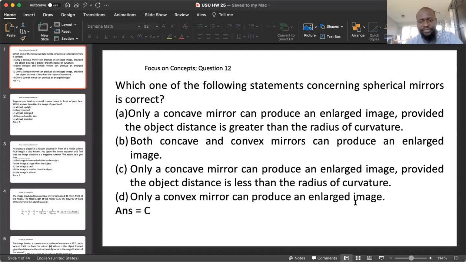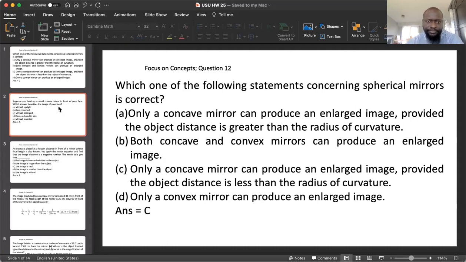A convex mirror never produces an enlarged image. Irrespective of where the object is placed, the convex mirror always produces a small, diminished, upright image that is virtual behind the mirror. Okay, so like I said, to understand the different images formed and how they are constructed, watch the video for the recitation first, the recitation quiz before this. It will make you understand this better.